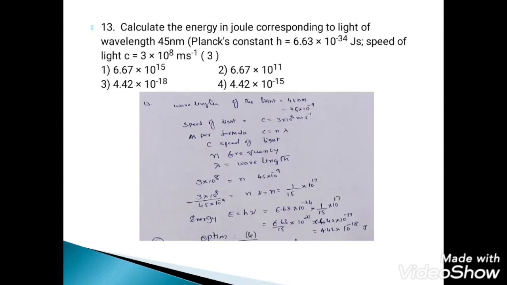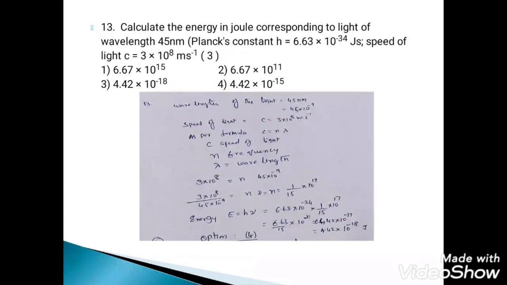As per the formula, C is equal to n lambda, where C is the speed of the light, n is the frequency, lambda is the wavelength. So just substituting in C is equal to n lambda, we will get that n, that is frequency, is equal to 1 by 15 into 10 to the power of 17.